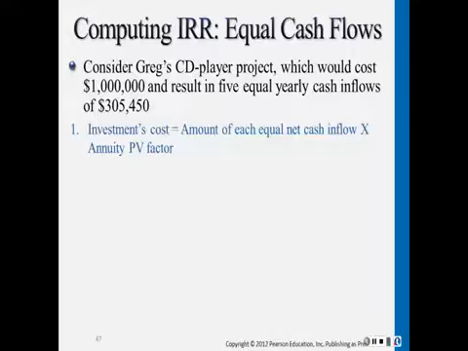Number 1, the internal rate of return is the interest rate that makes the cost of the investment equal to the present value of the investment's net cash inflows. So we set up the following equation. Investment cost equals present value of the investment's net cash inflow. Investment cost equals the amount of each equal net cash inflow times the annuity present value factor. I equals a question mark and N is given.